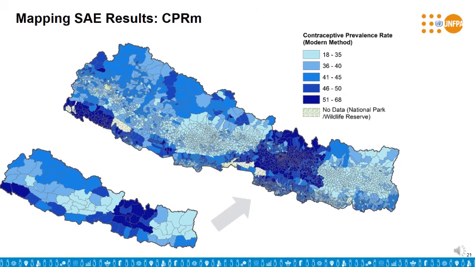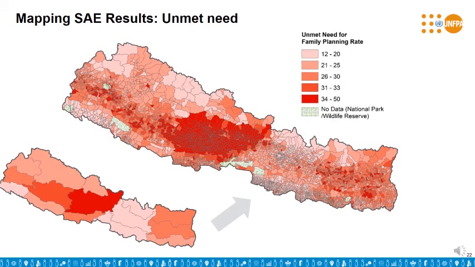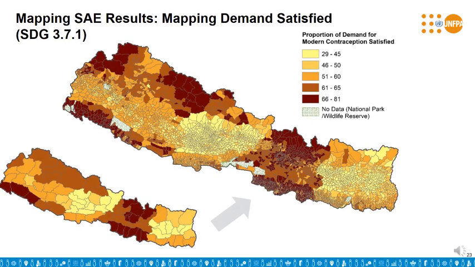The second indicator is contraceptive prevalence using modern method. And the third one is unmet need for family planning. Using the 3 estimated results, we can calculate the SDG indicator 3.7.1, proportion of demand satisfied for family planning. And these results can be used for local intervention and programming.